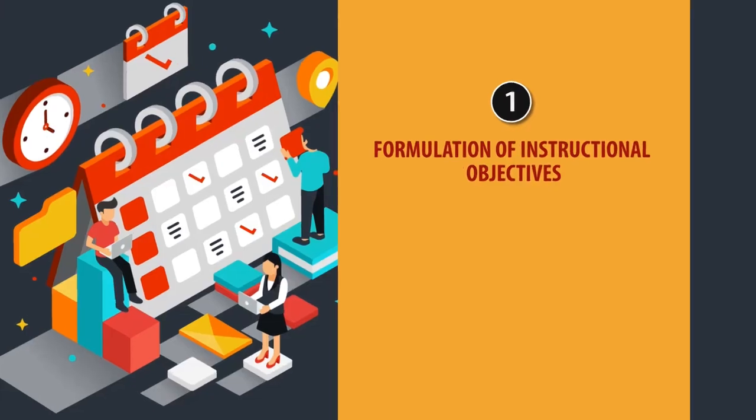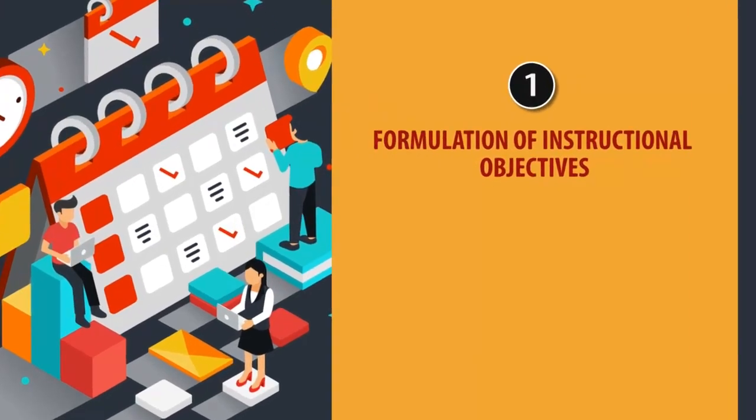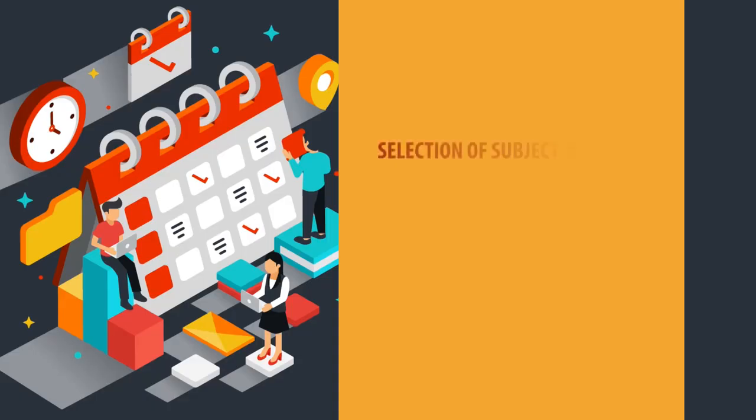So the behavior of the learner after the completion of the topic is specified by the teacher in this first operation of the preactive phase, that is formulation of instructional objectives. The second operation in the first phase of teaching, that is the preactive phase of teaching, is selection of subject matter.